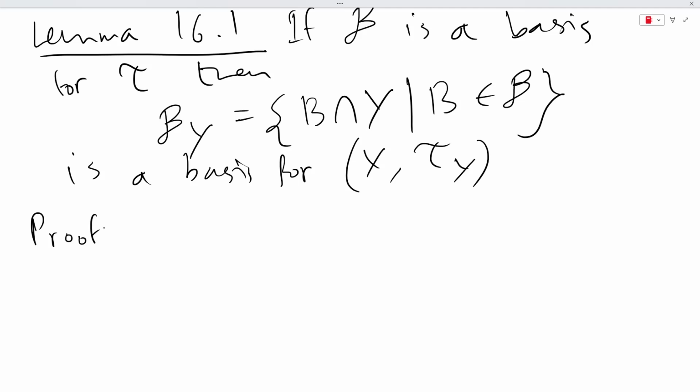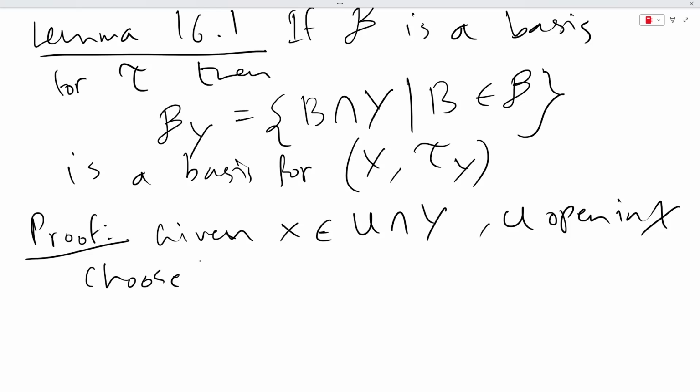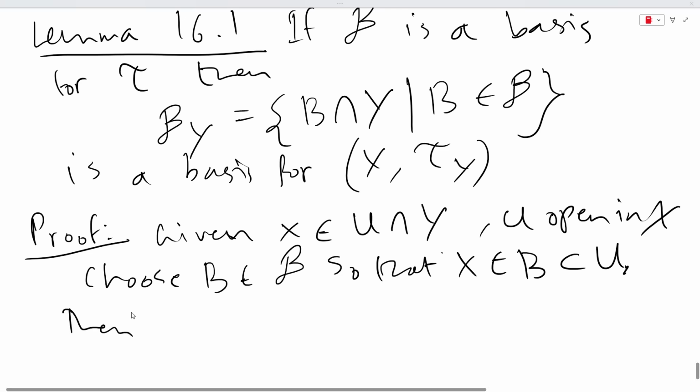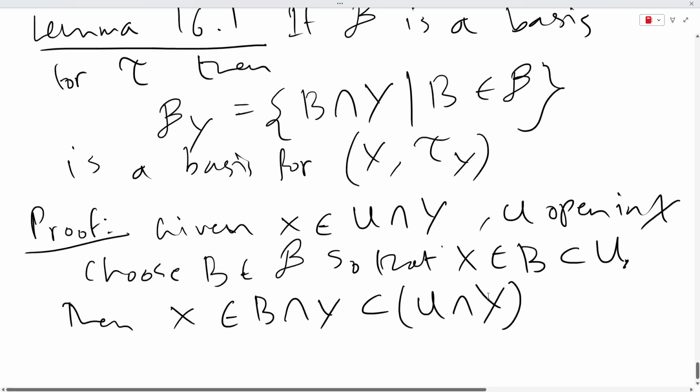So the proof is: given x in U intersect Y, U open in X, choose b in B so that x is contained in b, which is contained in U. Then x is contained in B intersect Y, which is contained in U intersect Y. Does that make sense?